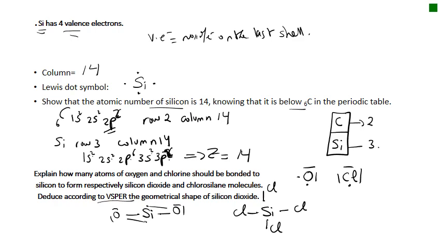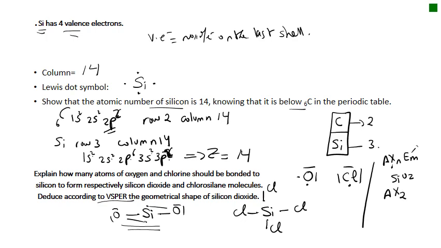According to VSEPR, how can we write the geometrical shape of silicon oxide? According to VSEPR, the rule is AXnEm. X is the number of atoms bonded to the central atom, which is Si. In the case of SiO2, we have two oxygen atoms bonded to Si. So, the rule is AX2.